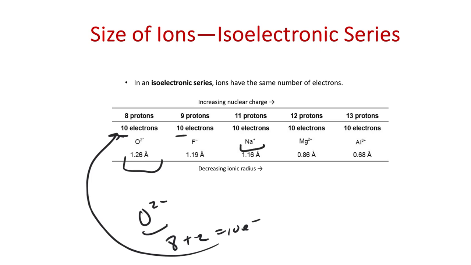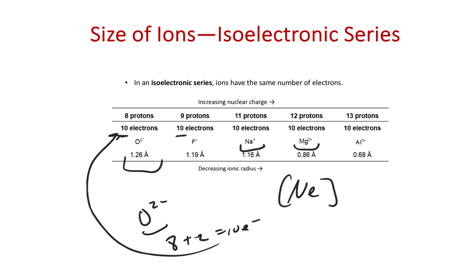Sodium plus has 1 removed from sodium, so that's 10. Magnesium 2 plus also has 10 electrons. These all share having the neon core. So all of these configurations are that of neon. So oxygen gained 2 to get neon's configuration, fluorine gained 1 to get the neon configuration, sodium lost 1, magnesium 2, aluminum 3. If you think about the size trend here, which of these ions do you think is the smallest? Like aluminum or oxide ion?